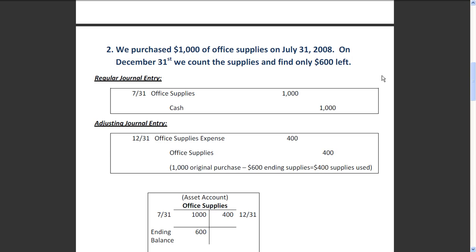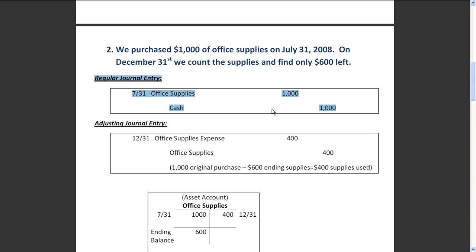So what we're looking at in this problem is office supplies. And in this example, we purchased $1,000 of office supplies on July 31st, 2008. At the end of the year, we count the supplies and find only $600 left. So the first thing that we want to do is record the original transaction. So the regular journal entry that we would do is just recording the office supplies to an asset account called office supplies, $1,000. Let's assume we paid cash $1,000.